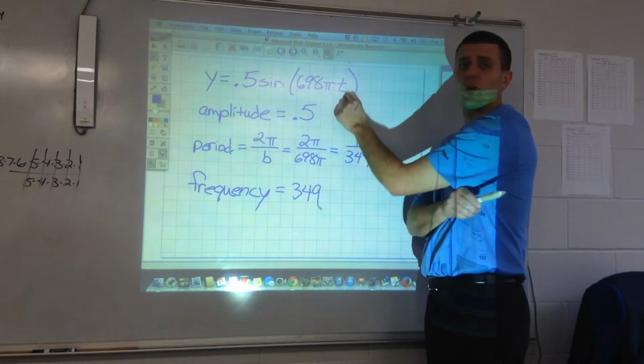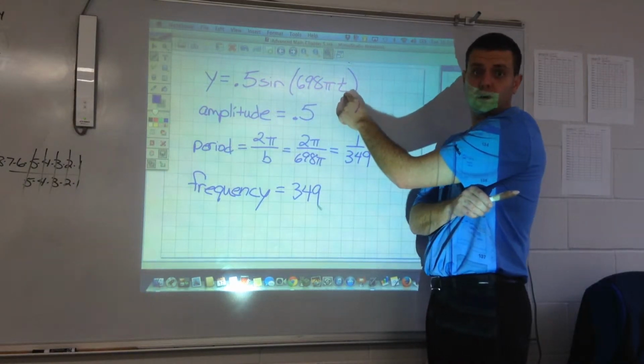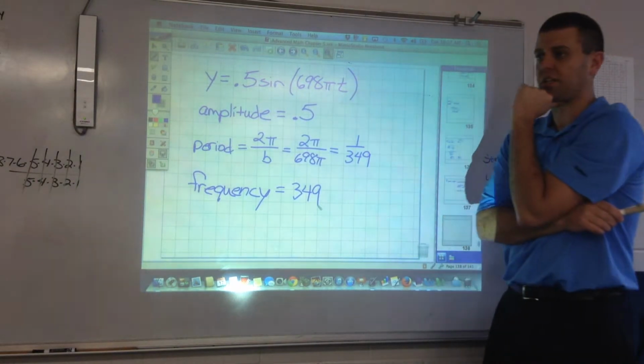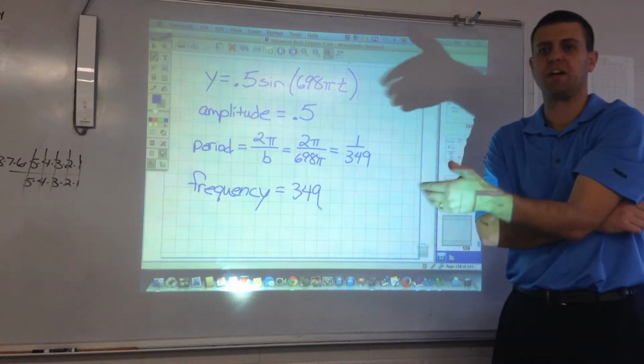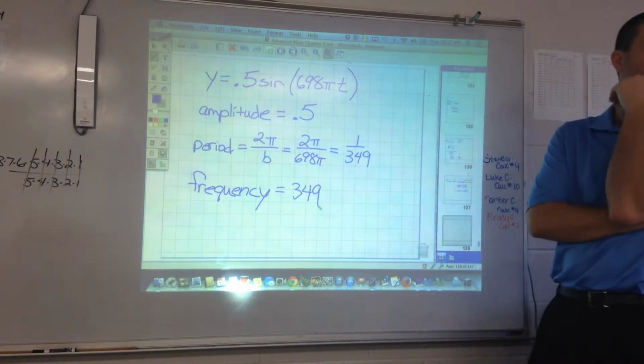Please don't forget to put the variable in there if you are writing the equation. Don't just write 698 pi. You'll say sine, right? It's sine, or I would tell you whether it's a sine function or a cosine function, so you won't need to worry about that, Tyler.